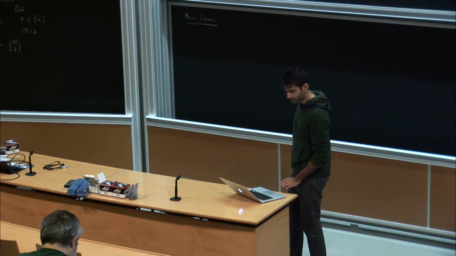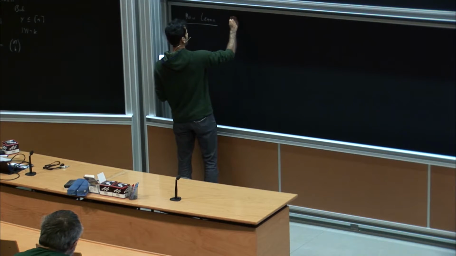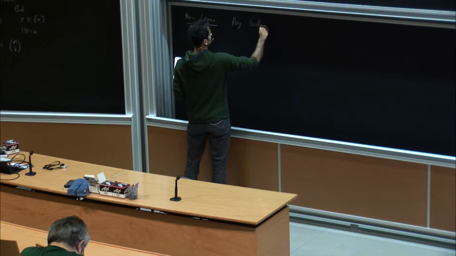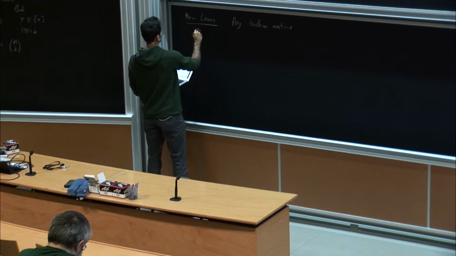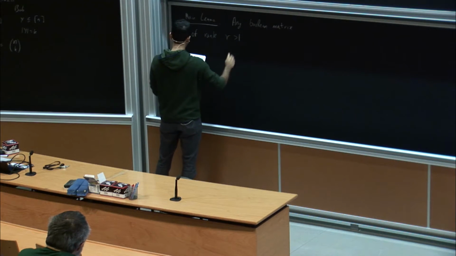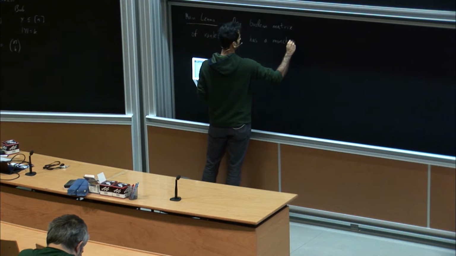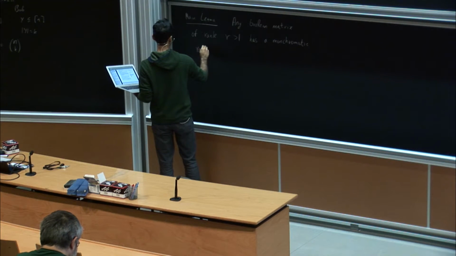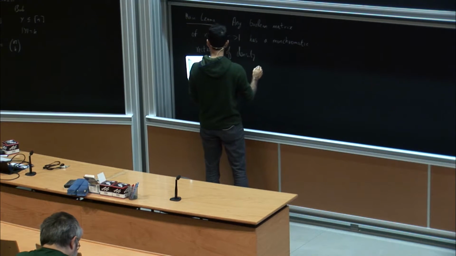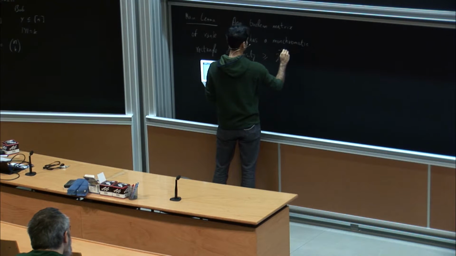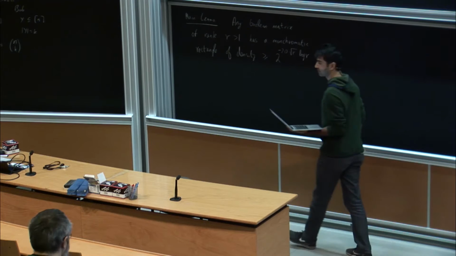But it says that any Boolean matrix, so any 0, 1 matrix of rank r greater than 1, has a monochromatic rectangle of density at least 2 to the minus, okay, the constant's not important, but it has a rectangle of density 2 to the minus essentially square root r.